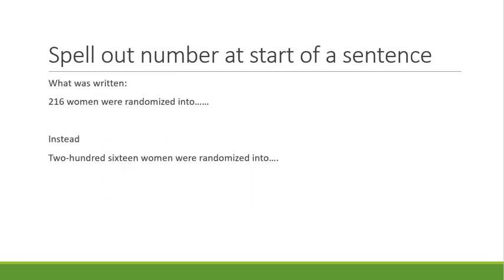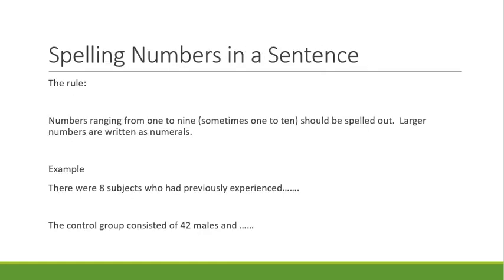So spell out numbers at the start of a sentence. This is important, and I've said this before. What was written in this particular example? "216 women were randomized into..." Instead, you have to spell it out. "Two hundred sixteen women were randomized into blah, blah, blah."